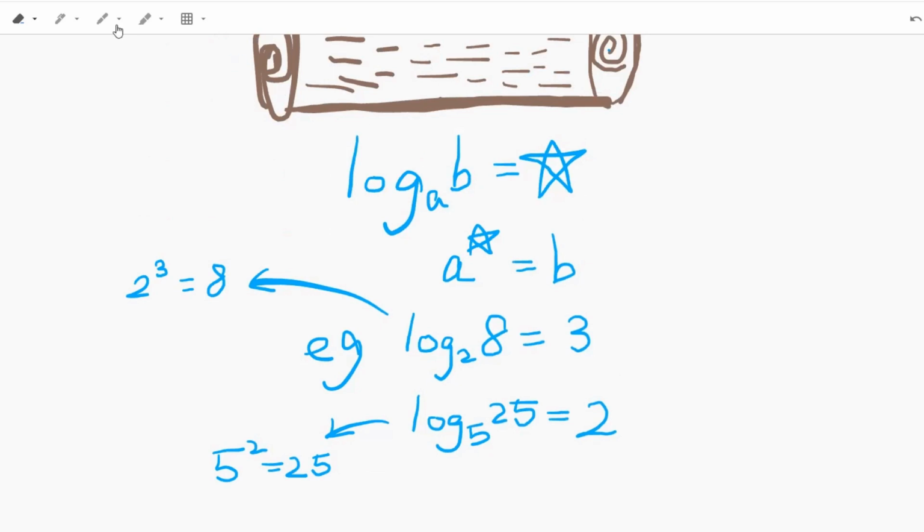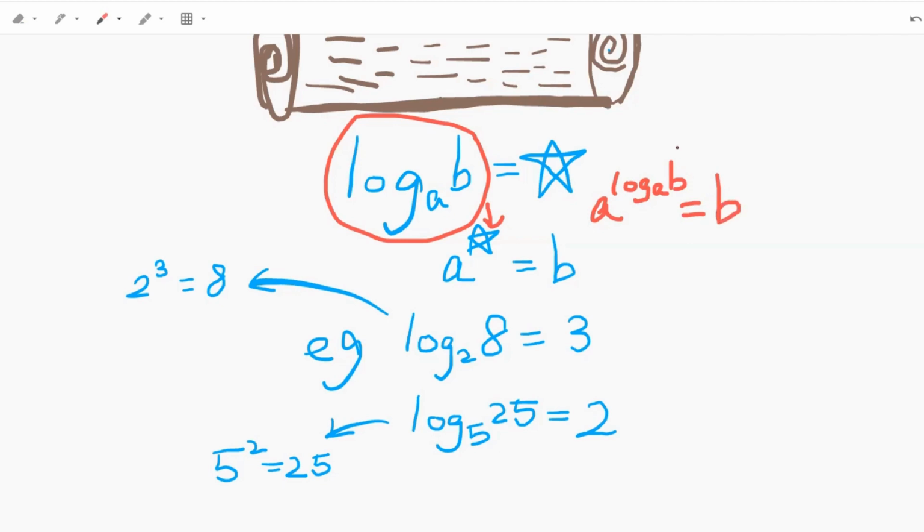So now that you have a basic idea of what log really is, let's move back up. You might have noticed that the exponent is actually equal to the whole logarithm expression. Since log base a of b is equivalent to the star, we can generalize this into something like a to the power of log base a of b equals b. Now log functions and exponential functions are inverse functions, and so they can be cancelled out. And hence, this expression equals b.